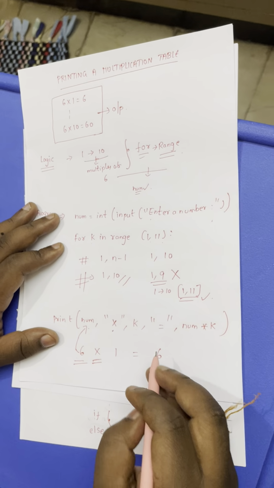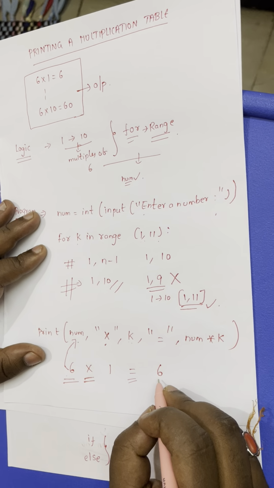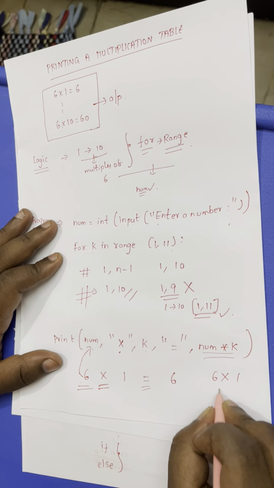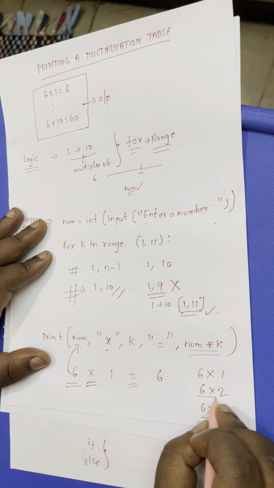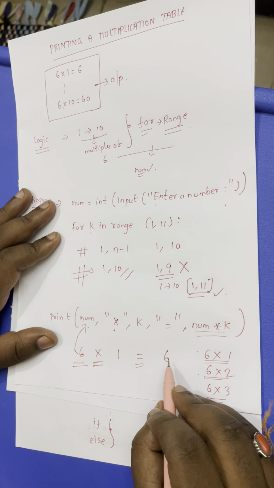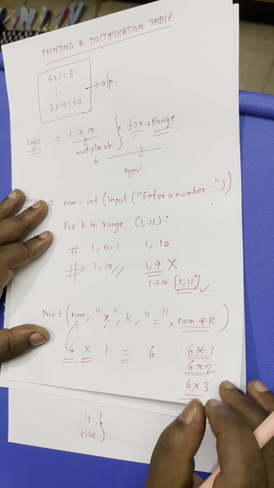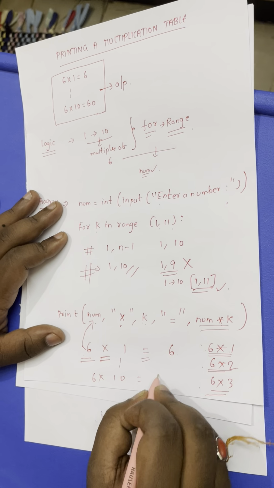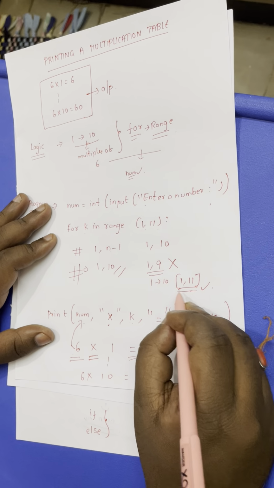So I am giving k here, and then I am using the assignment is equal to operator, and then I am giving here num into k, because at the end of the day 6 into 1, 6 into 2, 6 into 3, these will be the final outputs for every step from 1 to 10. So number into k: at the initial step 6 into 1 gives 6, then 6 into 2 is 12, 6 into 3 is 18. So it goes till 10 and it stops at 10 because we are giving 1 comma 11.